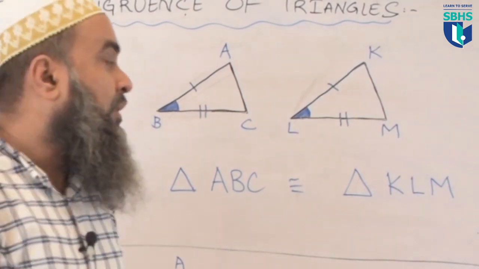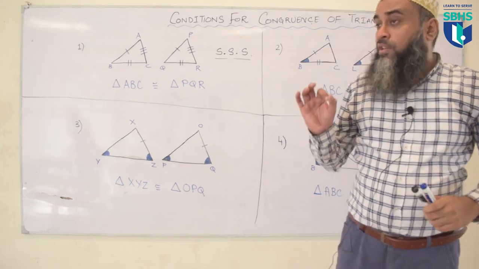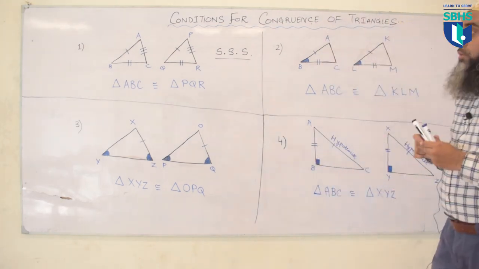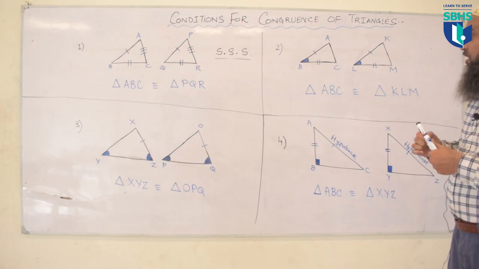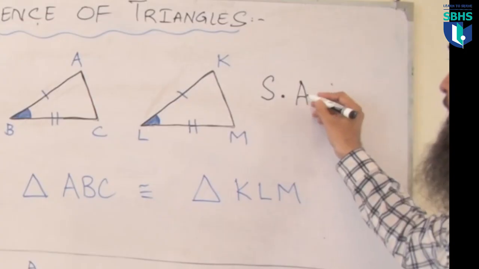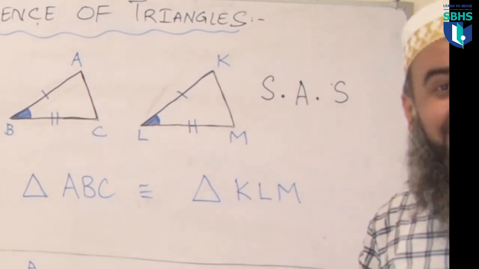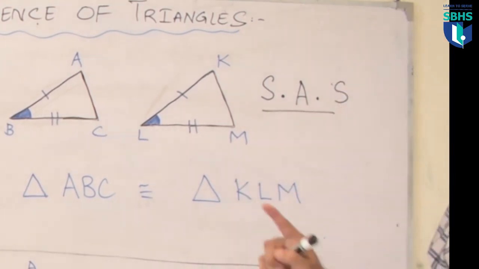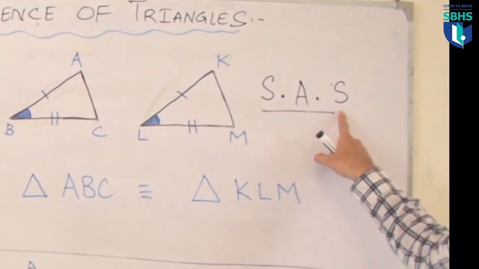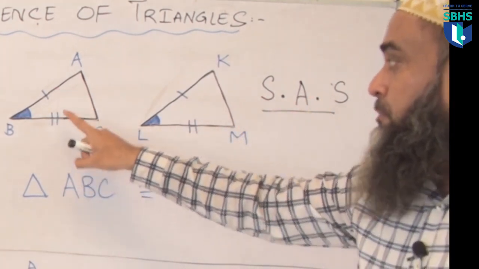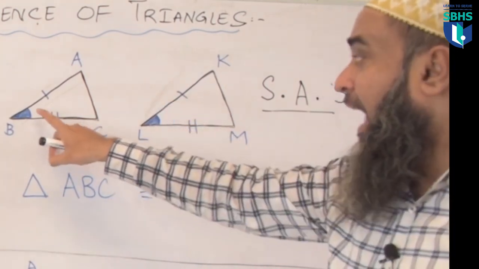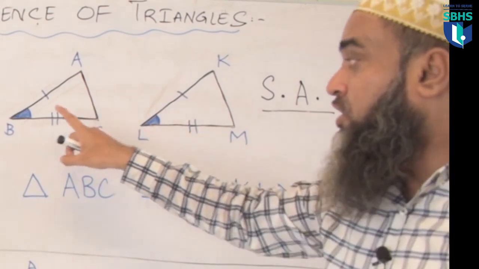Let us now move towards the theorem which can be used for this condition. The theorem used for this condition is SAS. What does SAS mean? SAS means the side-angle-side theorem. There are two pairs of corresponding congruent sides, and there is an angle between them which is also congruent.